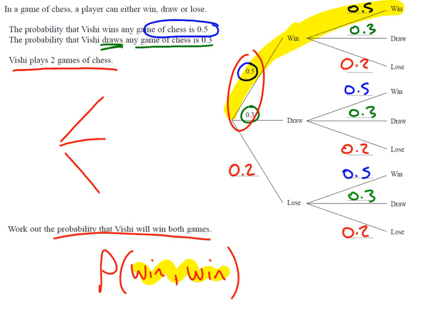Anyway, so probability of a win, then a win. It's 0.5 times 0.5, aka half of a half, aka a quarter. 0.25, 25%. So it's quite a nice one because we only had to consider one scenario. Next one.